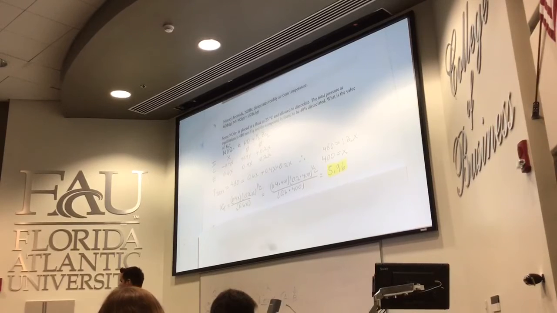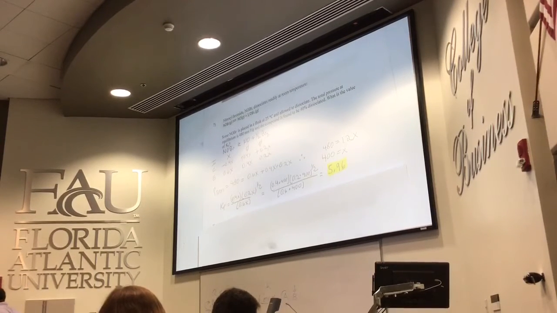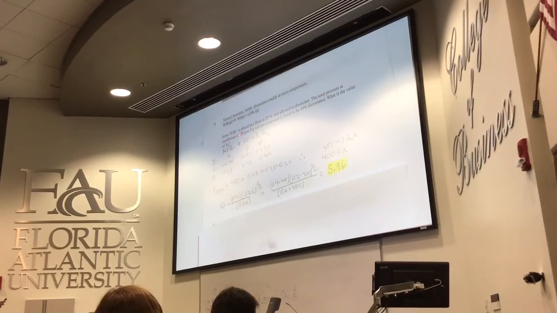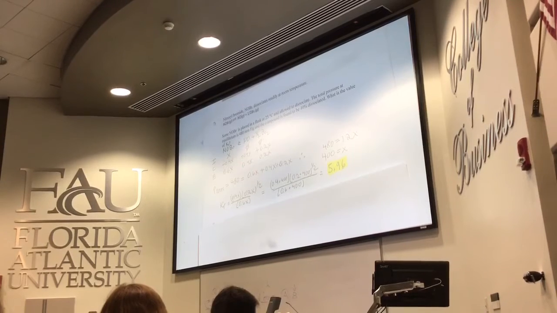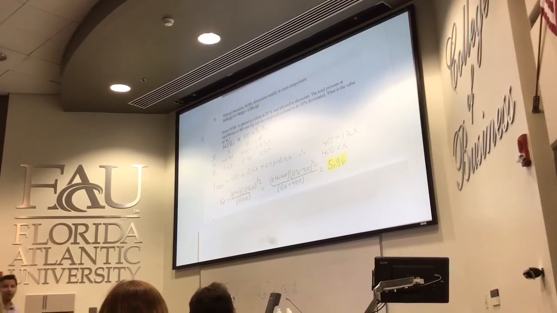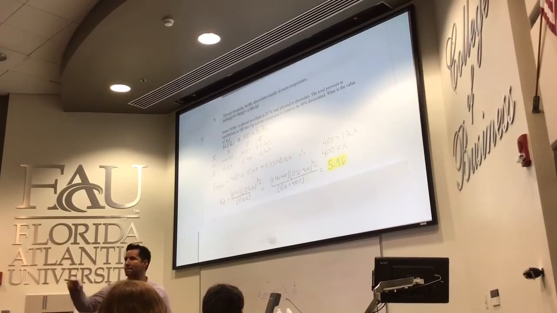Why did you add at equilibrium? Because I have total pressures. The total pressure at equilibrium is 480. I know my total pressure is equal to the sum of my partial pressures. What do you think of that? Questions?